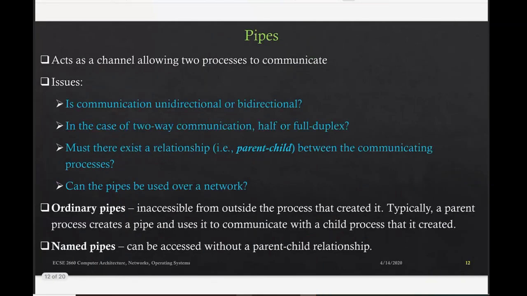All right. Next, let us take a look at pipes. Pipes are system calls that allow a channel to be established between two processes. And then we can use these pipes to pass messages between one process and the other. So let's take a look at some issues that need to be answered while we talk about pipes. The first thing is, is the communication unidirectional or bidirectional? Well, again, this is going to depend on the type of pipe.